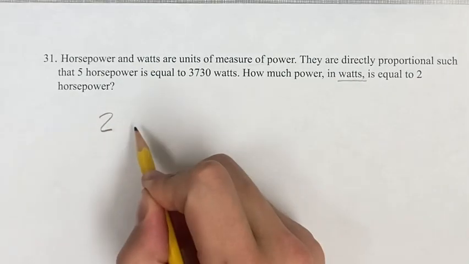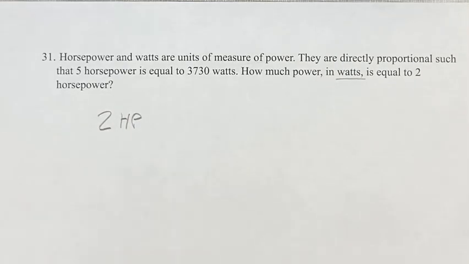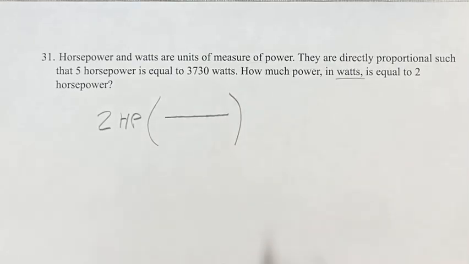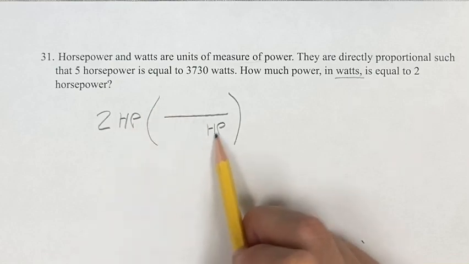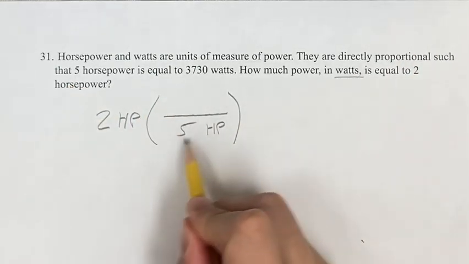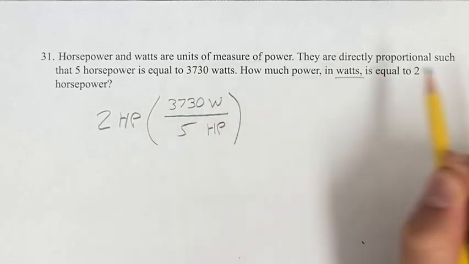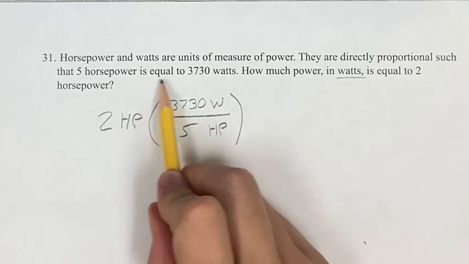So we have 2 horsepower, which I'll just write as HP, and we have to multiply this by a fraction, which will have HP, horsepower, in the denominator, so that way these cancel out. And so if we're told that 5 horsepower, so 5 HP, is equal to 3,730 watts, which I'll write as W, these are equal, right? We're told they're equal.